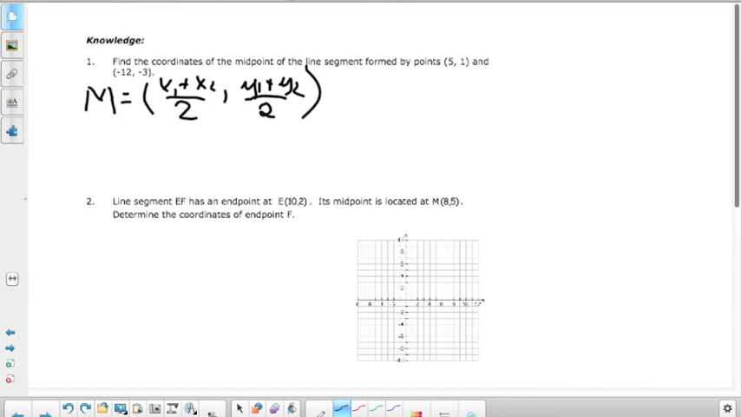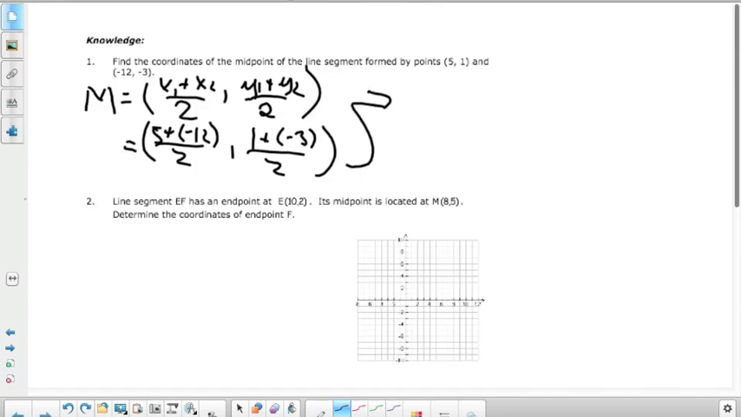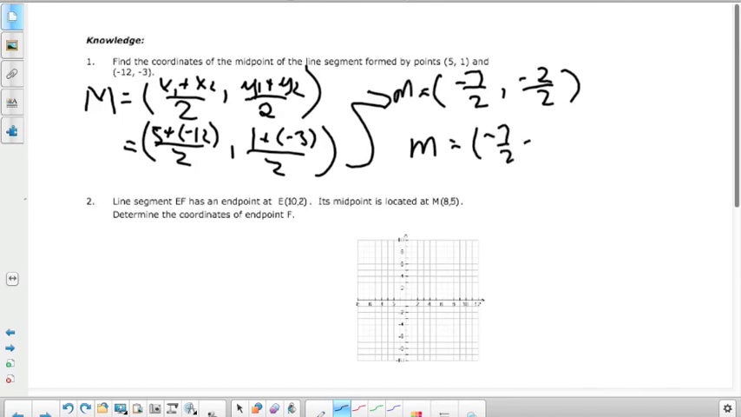x1 plus x2 divided by 2. So here, does the order matter, which was x1, y1? No, because we're adding, so it really doesn't matter the order. Here, I just choose x1 as 5: 5 plus negative 12 over 2, comma, 1 plus negative 3 over 2. So 5 plus negative 12 gives me negative 7 over 2. 1 plus negative 3 gives me negative 2 over 2. So the midpoint is equal to negative 7 over 2, comma, negative 1.